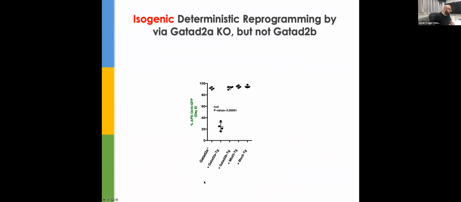And again, here you can take the knockout of Gatad2a, and the efficiency is very high. If we put Gatad2a transgene knock-in, you can see the efficiency goes down again. But Gatad2b does not block the reprogramming. And we did this also by the knockout of Gatad2b. So we're really talking about Gatad2a and not Gatad2b in this complex, and we've proven it by different genetic approaches.